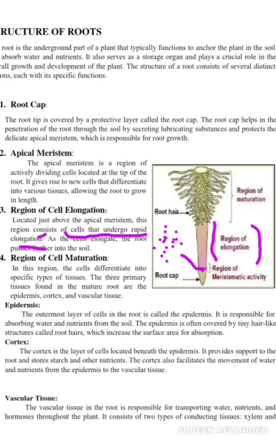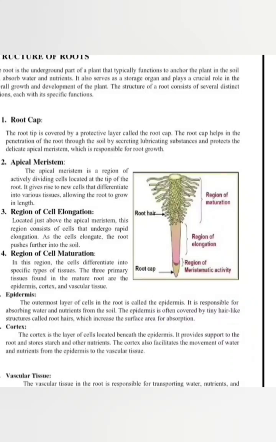So the region next to the apical meristem is the region of cell elongation, where the cells undergo rapid elongation and the root is pushed further. The next region is the region of cell maturation. In this region, the cells differentiate into specific types of tissues.